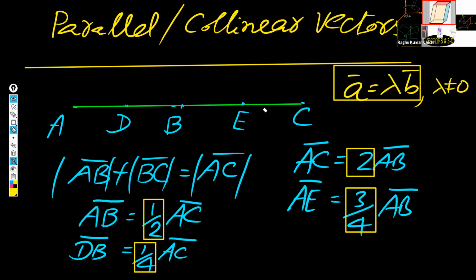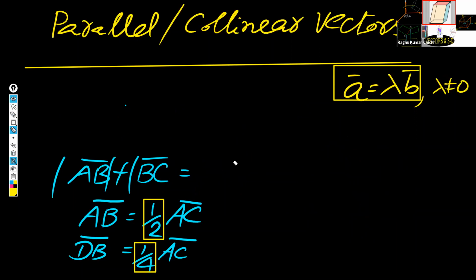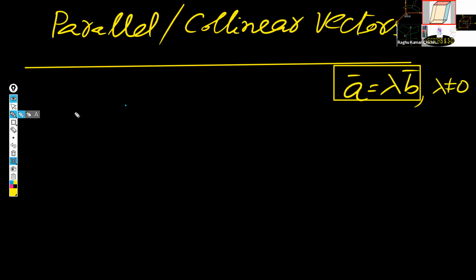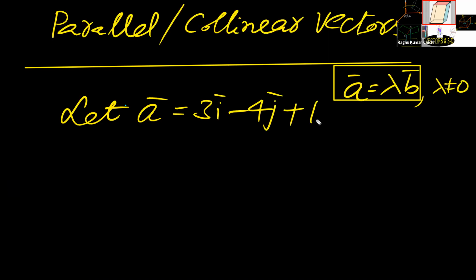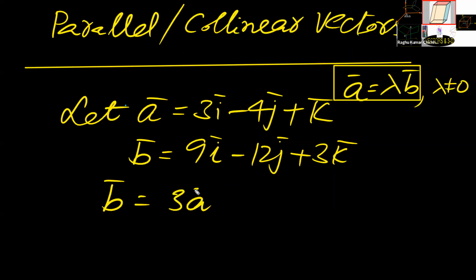Let me write a vector. Let A bar be equal to 3i minus 4j plus k, and B bar be equal to 9i minus 12j plus 3k. You need not think much about this. Here, B bar is nothing but 3 times A bar, which implies A bar is parallel to B bar.